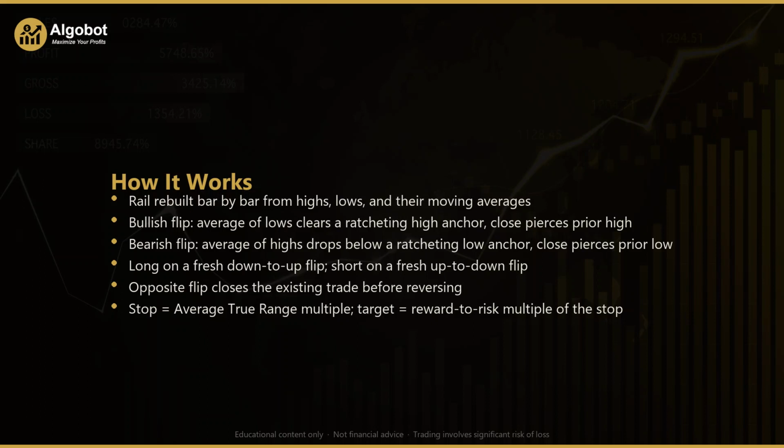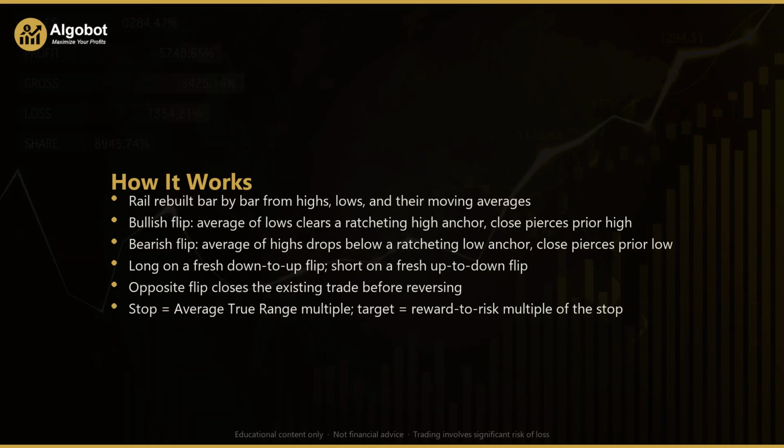Here's how a bullish flip is detected. While the rail is in a down regime, it keeps track of a minimum high anchor that steps lower and lower. The strategy signals a turn to up when the moving average of the lows climbs above that anchor and, crucially, the bar's close finishes above the previous bar's high. Both conditions must be true together. When they are, the regime flips to up and the anchor resets.